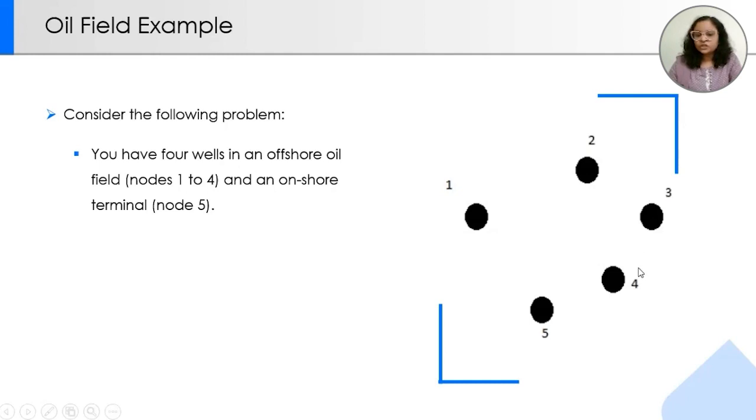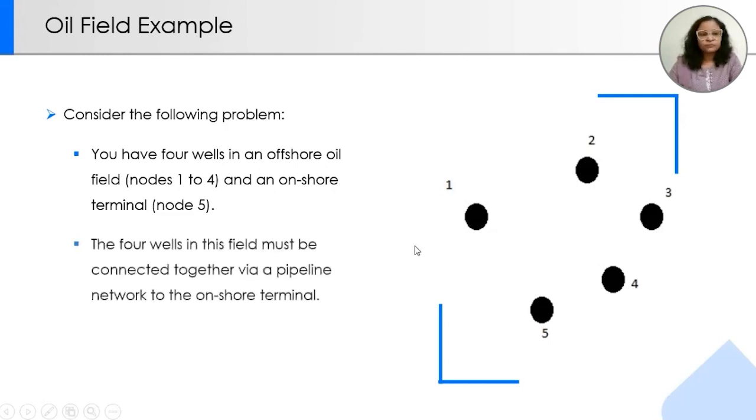So in the image, you can see that there are 5 vertices. The first 4, that is 1, 2, 3, 4, they represent an offshore oil field, and node number 5 represents an onshore terminal. The 4 wells in this field must be connected together via a pipeline network to the onshore terminal. So what we have to do in this particular problem, we have to connect the 4 wells via a pipeline to the onshore terminal. That is, we have to connect node 1, 2, 3, and 4 to node 5. The edges would represent a pipeline.